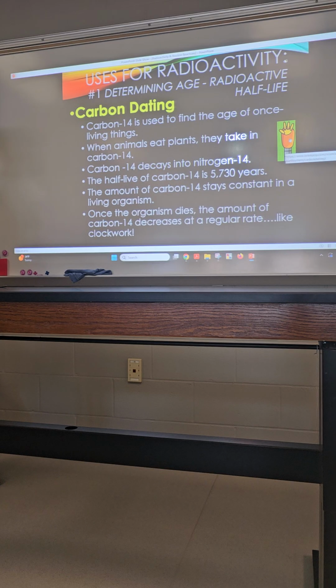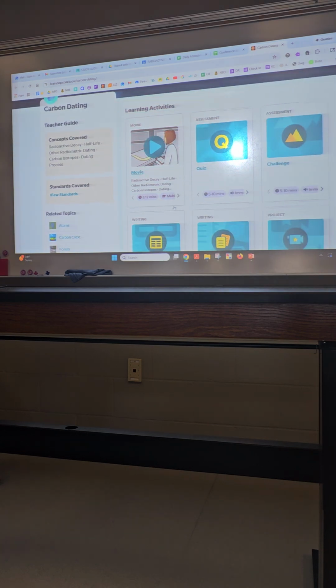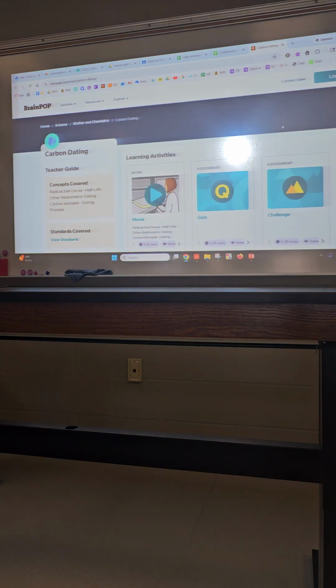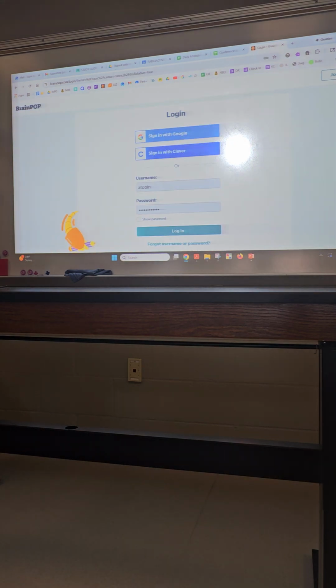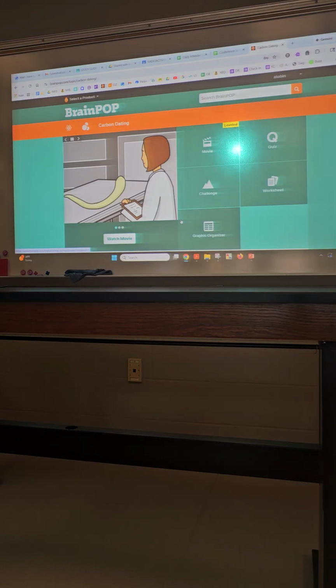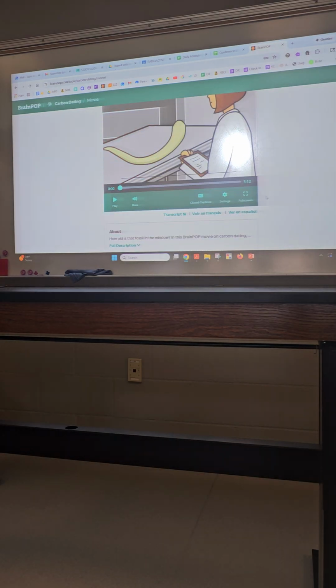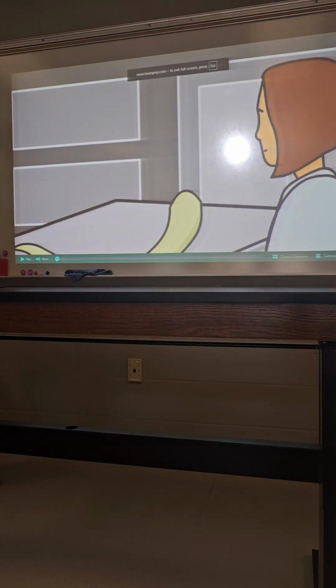We're going to take a look at this BrainPOP. It's going to show and talk about this, because carbon dating is a very useful, very popular, widely used method because we're looking at a lot of things that are living. We're trying to learn more about them or how old they are. I'm going to start with this.